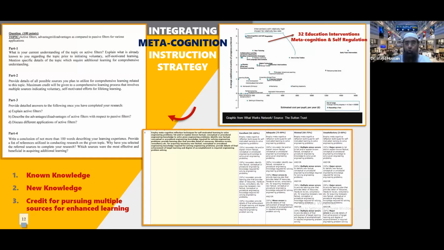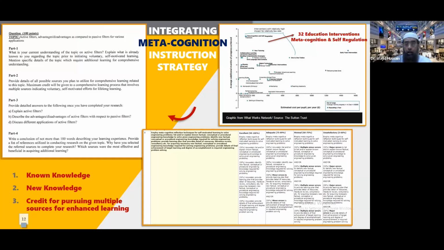And then what kind of voluntary, self-motivated learning will you take up? That will give you the learning that you're deficient in. So that's point number 2 here. Provide details of all possible sources you plan to utilize for comprehensive learning related to this topic. So you will get maximum credit if you adopt multiple resources and steps or techniques to enhance learning.